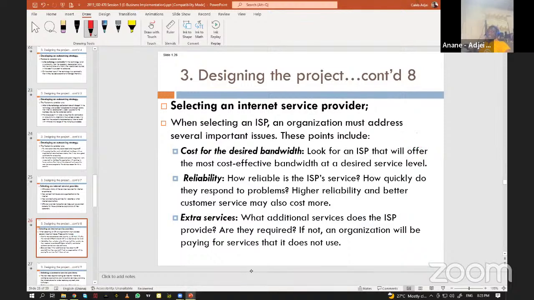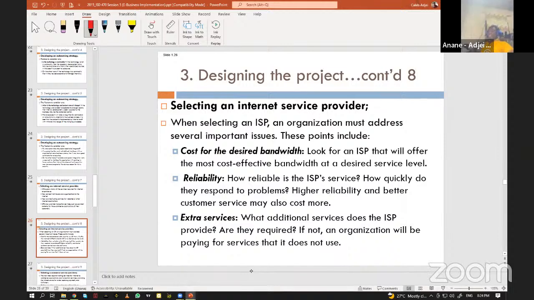Then number two, how reliable is their service? How reliable is the internet service provider? How quickly do they respond to problems? In one of my offices, we were connected to one particular internet service provider, which I don't want to mention here. The unfortunate thing is that anytime they have a problem and you call them, they can toss you around for like 3 months and they will never come. So how reliable is the internet service provider? Because whatever internet service they are providing to you is the basis for your operation. So if they will be tossing you up and down, then that is going to be a big problem.